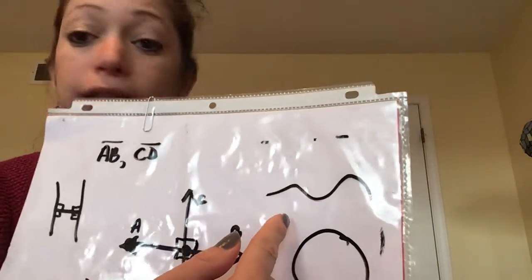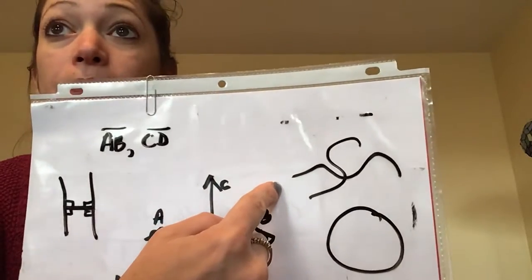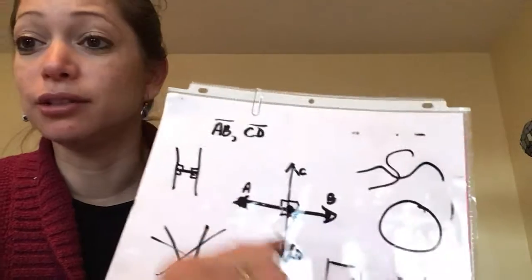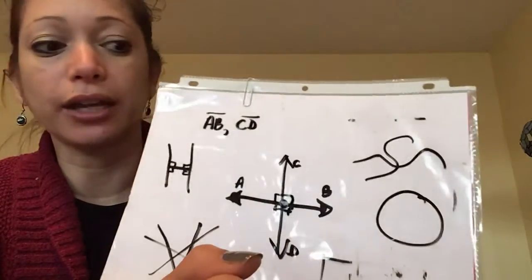It's not forming a 90-degree angle. Even if it clashes with another one, those aren't perpendicular lines. And then if you take a look at our circle here, it's just round. It's not intersecting with anything. So definitely not perpendicular lines.